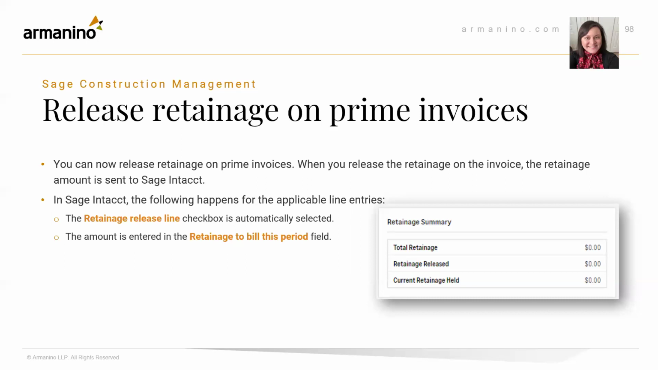Release retainage on prime invoices. So now you can release retainage on prime invoices. When you release the retainage on the invoice, that amount is sent to Sage Intacct Construction. In Sage Intacct, the following happens for the applicable line entries. The retainage release line checkbox is automatically selected, and the amount is entered in the retainage to bill this period field.